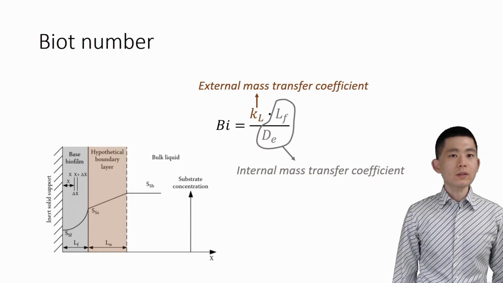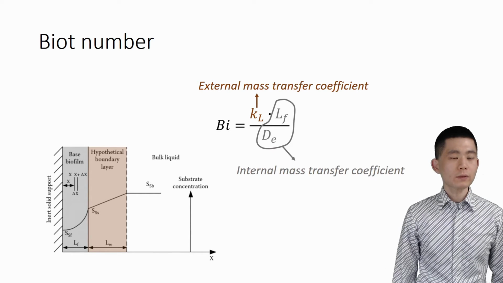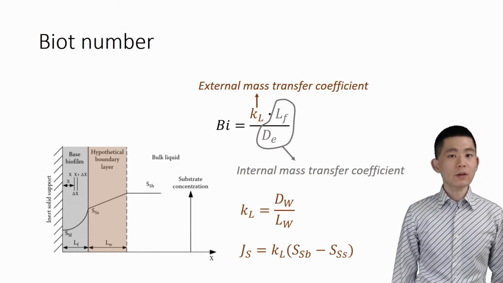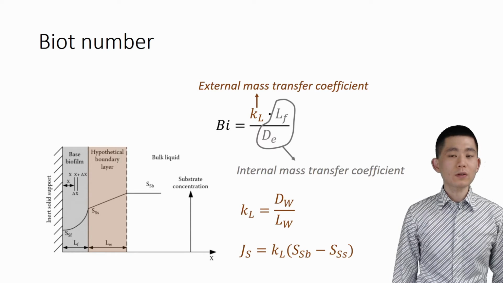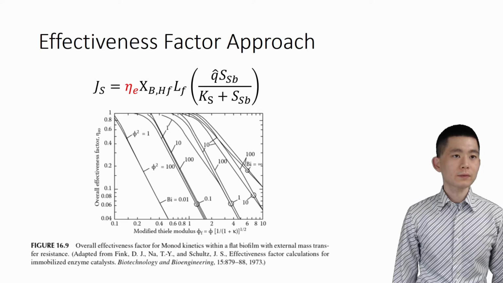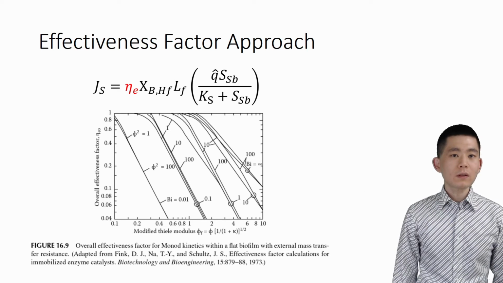The Biot number is a ratio of the external mass transfer coefficient at the stagnant boundary layer to the internal mass transfer coefficient in the biofilm. Note that the external mass transfer coefficient is the diffusivity of substrate in water divided by the boundary layer thickness. Because the boundary layer thickness is difficult to determine, they are summarized into K_L. The substrate flux is K_L times S_Sb minus S_Ss. With the Thiele modulus and the Biot number calculated, we can find the corresponding effectiveness factor from this figure and calculate the flux.